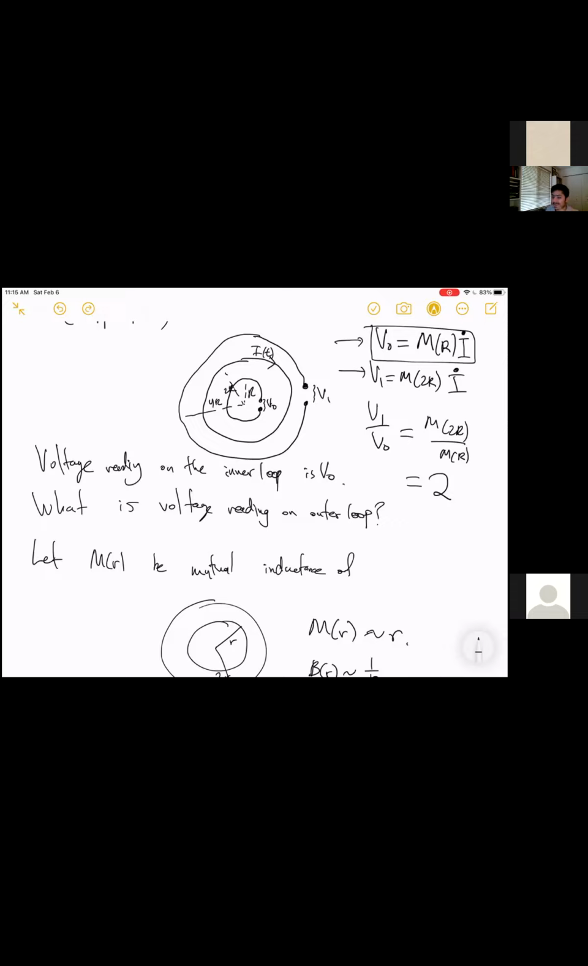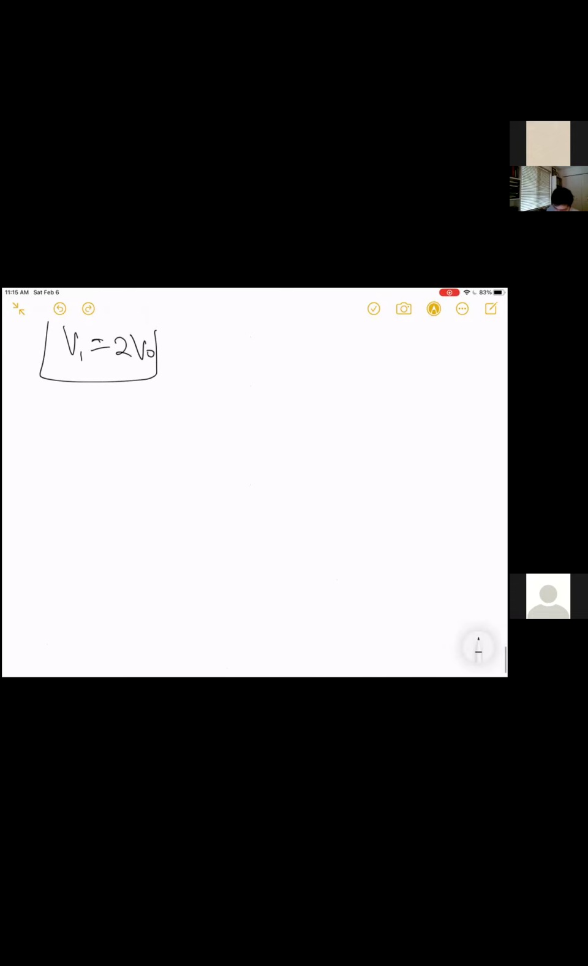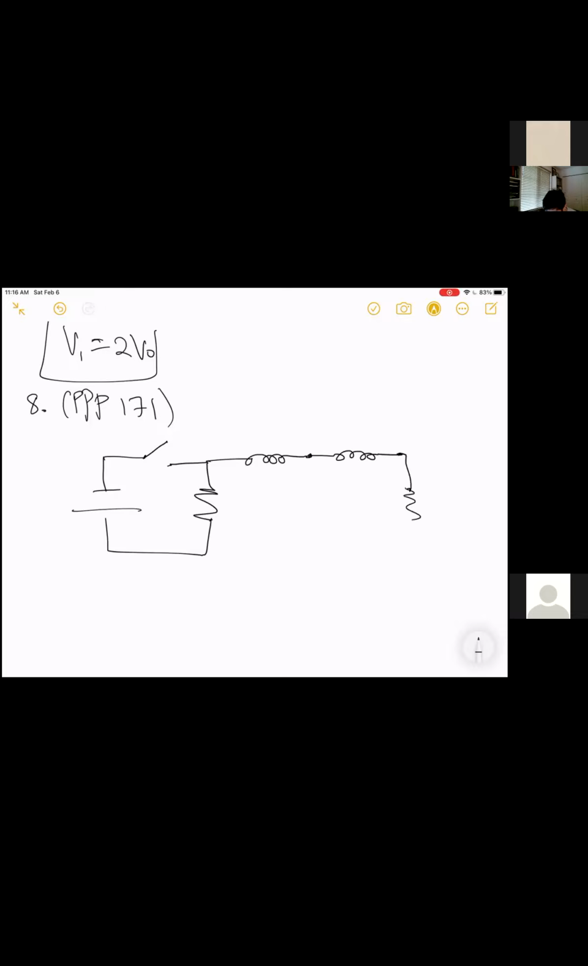Okay, let's do problem 8. It demonstrates some very nice properties of inductors. And then we'll end after that. So here we have a circuit with a battery, a switch, an inductor, and again a resistor. We're viewing these resistors as bulbs, but that's not too important for what we're doing right now.